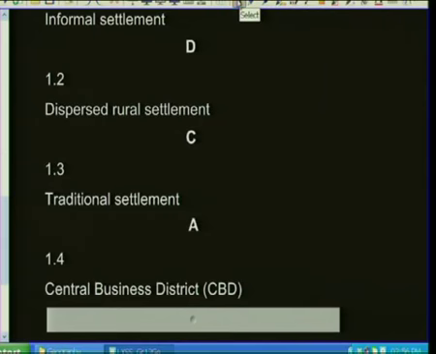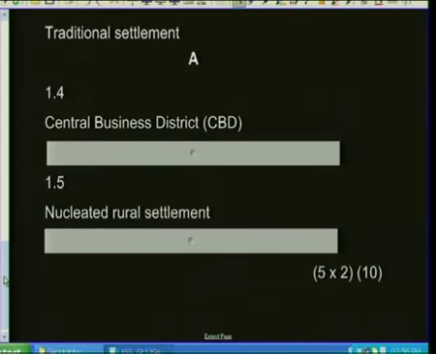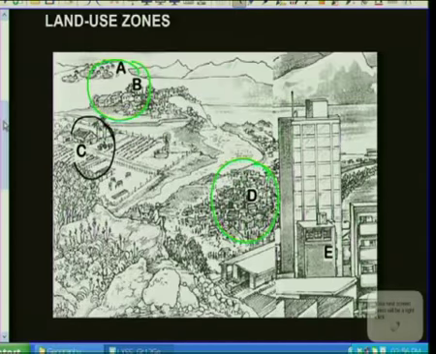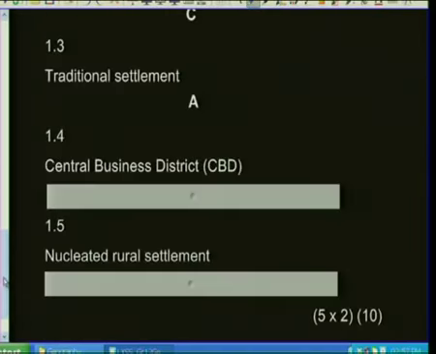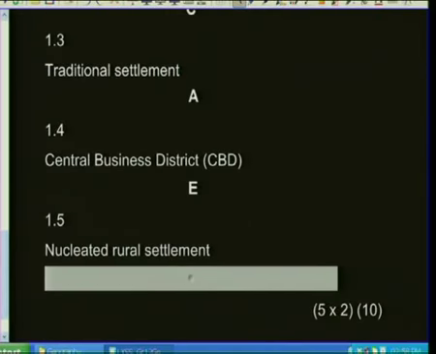Sure enough it is. The central business district. This one's fairly straightforward. We've got to find it in the city. Looking at this picture, our city down in the corner here, where area D and E are, there's only one option. It's got to be area E, because that's where we've got our high-rise buildings. Sure enough, there it is.